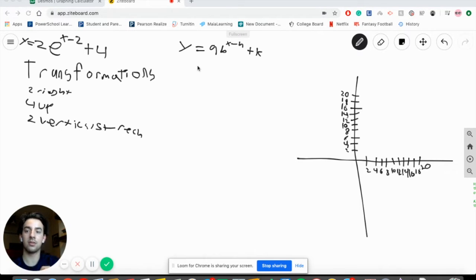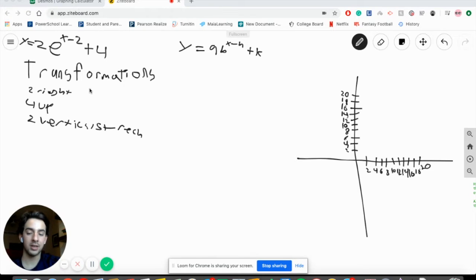First of all, I wrote down the transformations from the equation that we're going to be graphing. The equation is going to be shifted 2 units to the right, 4 units up, and it's going to have a vertical stretch of 2.